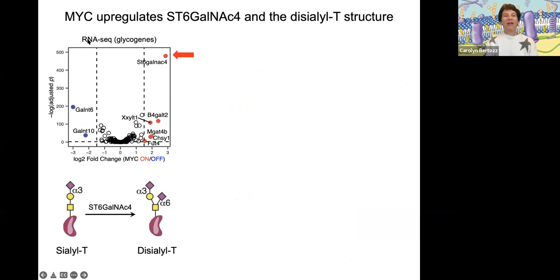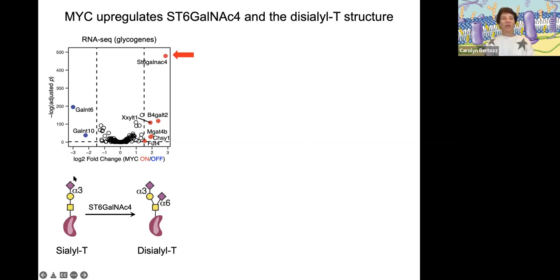So first of all, when he did RNA-seq analysis of the glycogenes of a certain T-ALL cell line, so acute lymphoblastic leukemia, in the MYC on versus MYC off state, he found that when MYC was on, there was a high expression of one particular gene that encodes a sialyltransferase called ST6GalNAc4. And we were really intrigued by that observation because that's a sialyltransferase that makes the disialyl T structure, starting from the precursor trisaccharide called sialyl T.